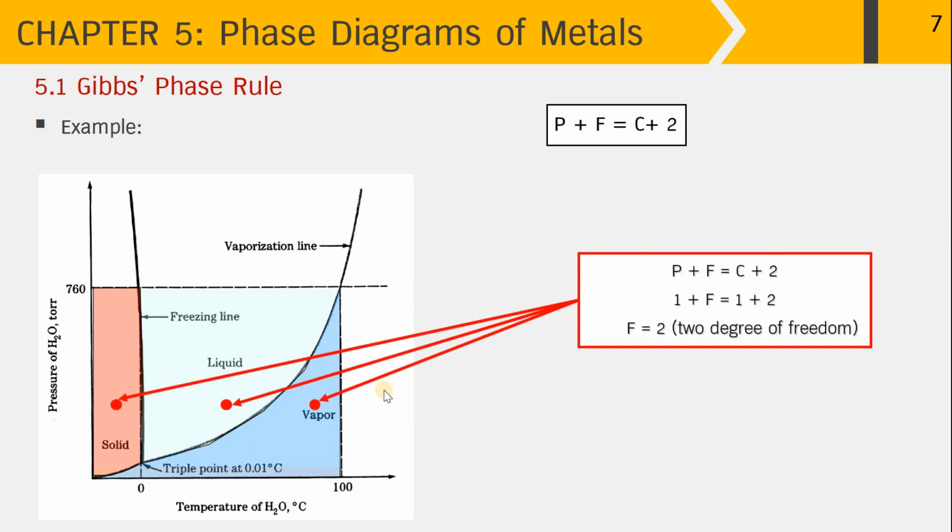And for the last example, in the area of each phase, in the solid, in the liquid, and the vapor, we have just one phase and still one component. So now we have 2 degrees of freedom, so you can move in the X and Y direction and still stay in one phase.